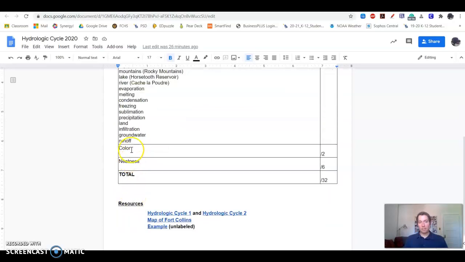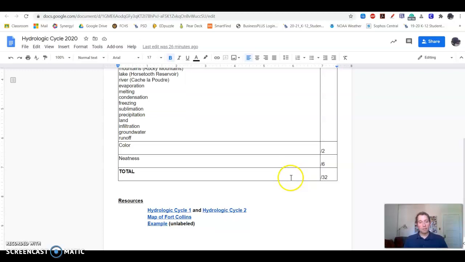Okay, you will have to color it in some way. It doesn't have to be overly fancy if you don't have colored pencils, but again, we're going to hopefully remind you to have those items with you the second half of the week. It's got to look good, and the total is going to be 32 points. So a decent sized assignment.